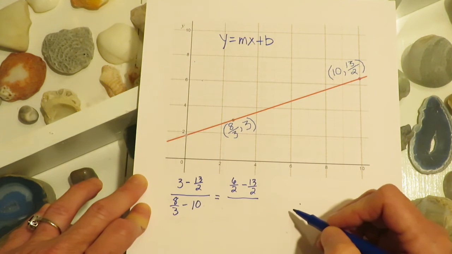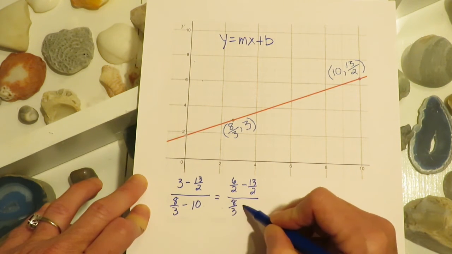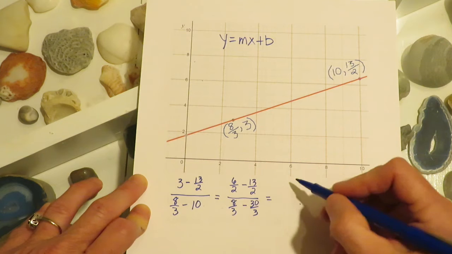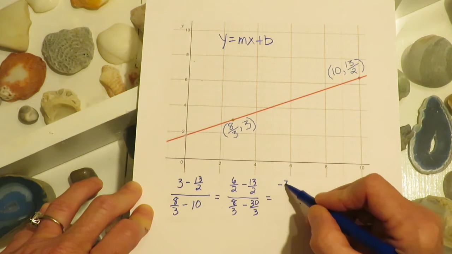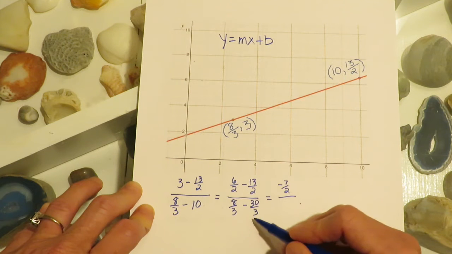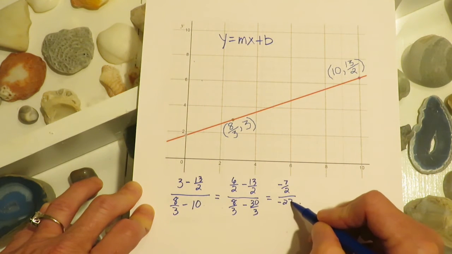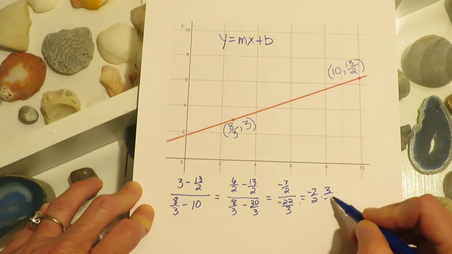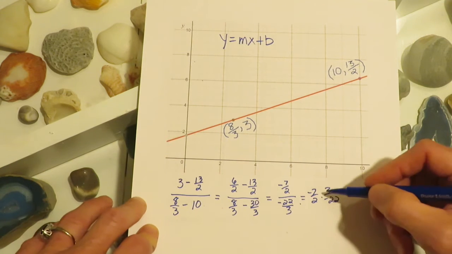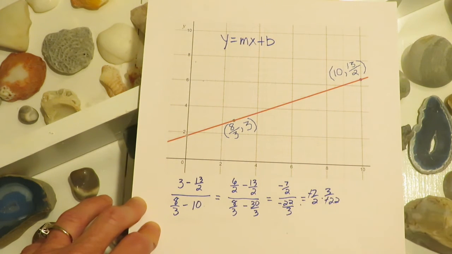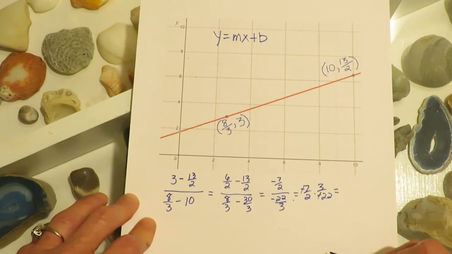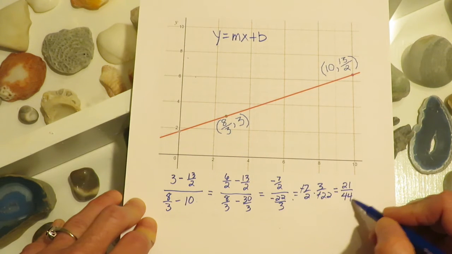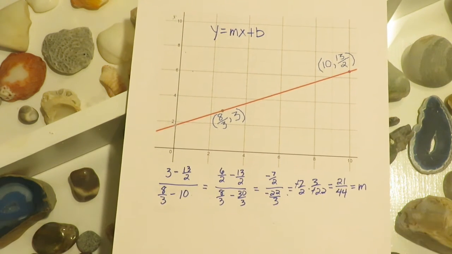So in the numerator I have 6 halves minus 13 halves, and then 10 will be 30 thirds. And 6 halves minus 13 halves is negative 7 halves. And 8 thirds minus 30 thirds is negative 22 thirds. So cleaning that up, remember when you are dividing, it's the same as multiplying by the reciprocal. A negative times a negative will give me a positive, and 7 times 3 is 21, and 2 times 22 is 44. So my slope is 21/44.